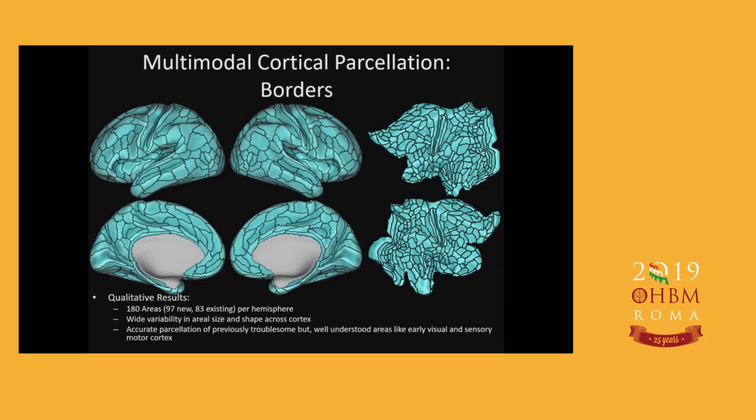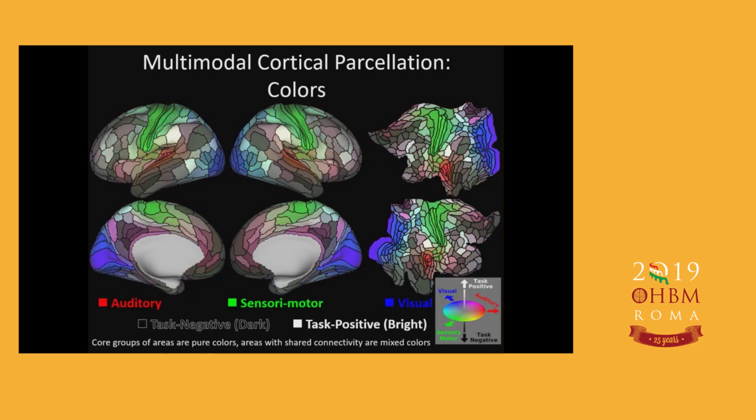Including, we were able to accurately parcellate many well understood but previously troublesome areas for more automated approaches, such as the sensory motor cortex and the visual cortex. And then some areas contain topographic subareas.